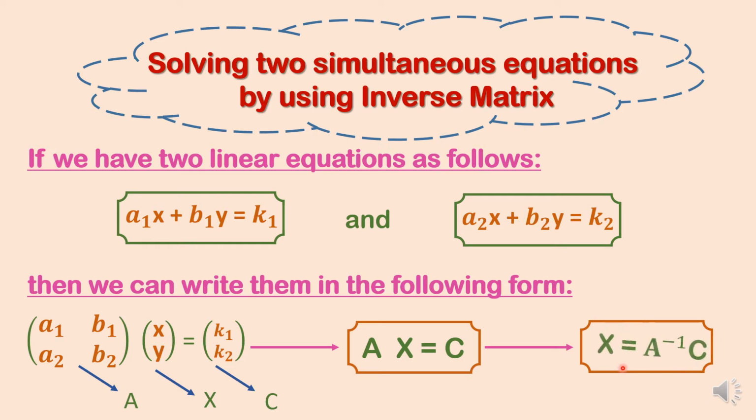Then to find the value of X, which is the matrix of X and Y, the value will be equal to A negative 1, which means the multiplicative inverse of A, times C.